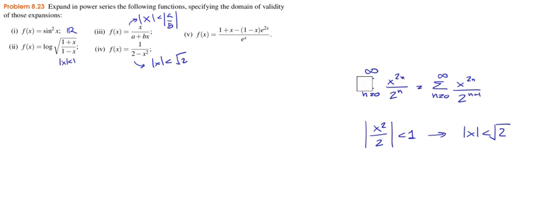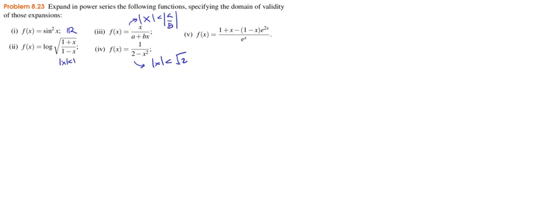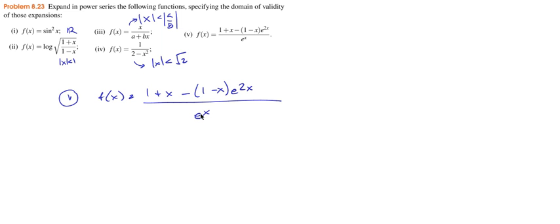And let's have the last one. Part 5 is 1 plus x minus 1 minus x, e to the 2x divided by e to the x. Okay, so let's see.